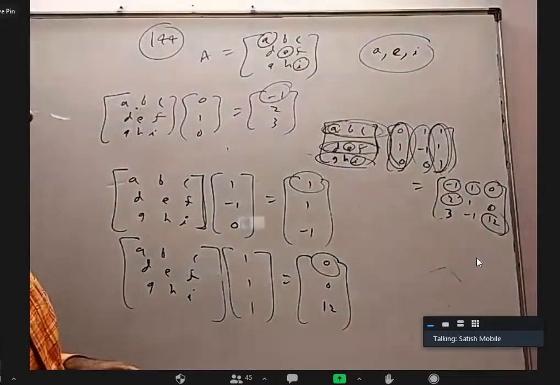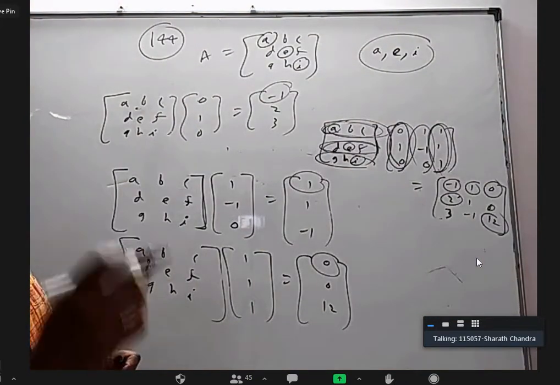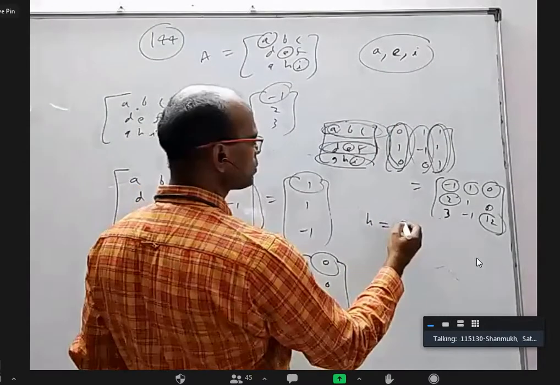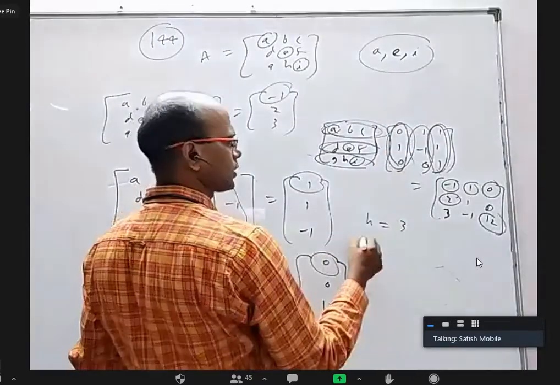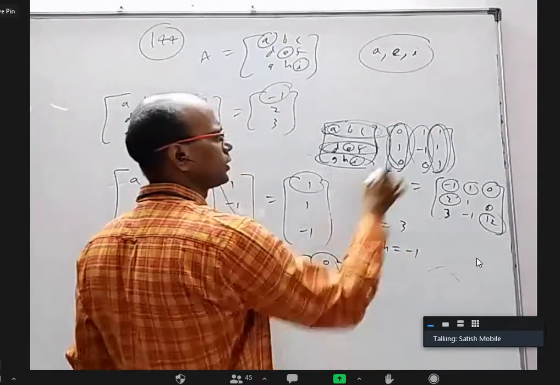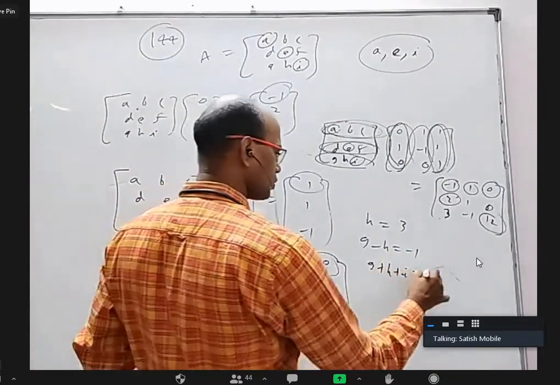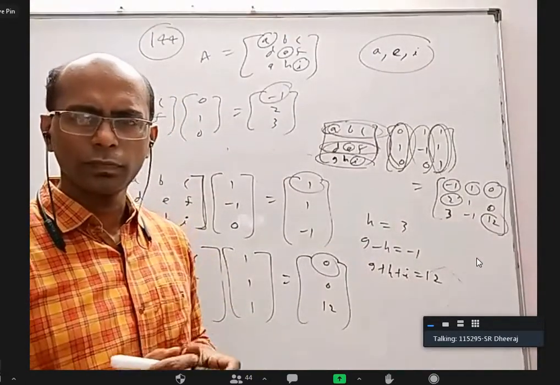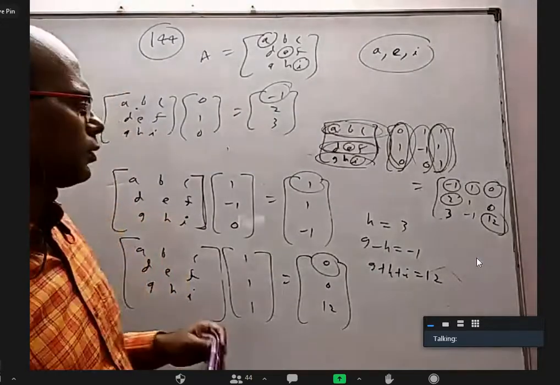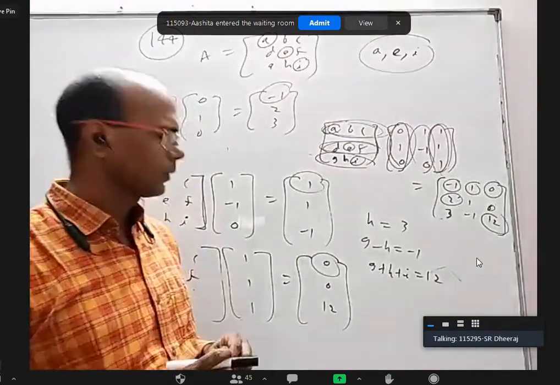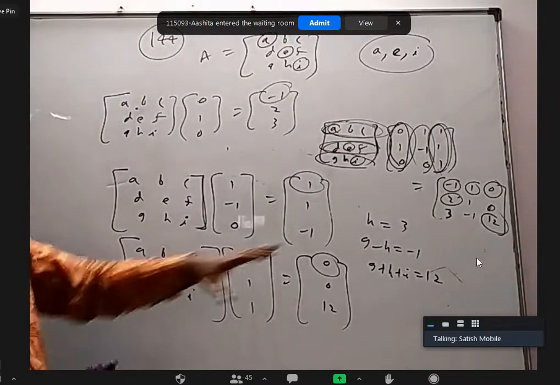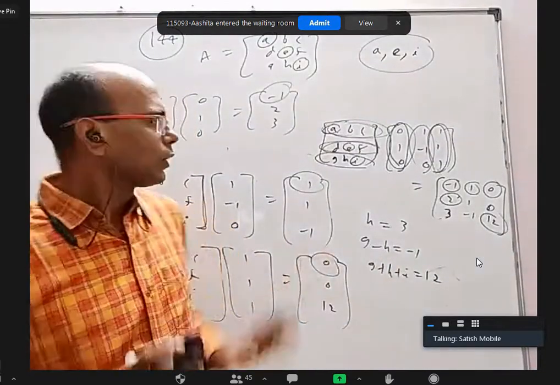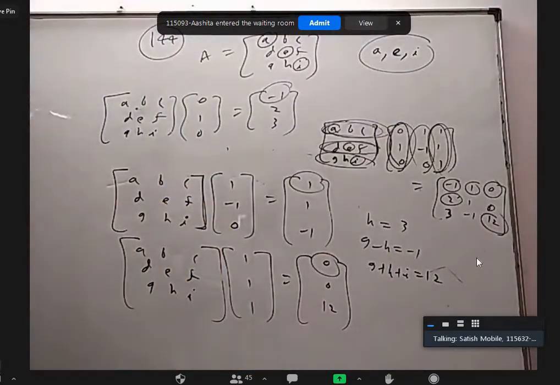Directly, third row into third column is giving me 12, so I is 12? No, it is not giving that. Wait, sorry. Third row into first column will give me H equal to 3. Third row into second column, G minus H equal to minus 1. After that, G plus H plus I equal to 12. So then we can say G is equal to 2. Anyway, you have to find H, substitute that here, you will get G, and substituting that G and H, you will get I.